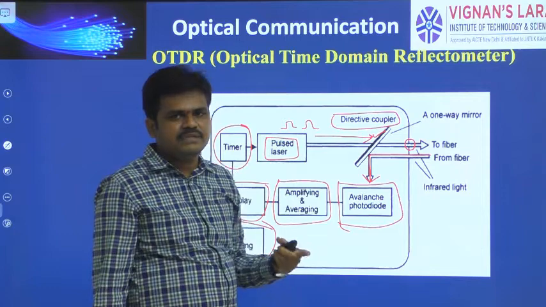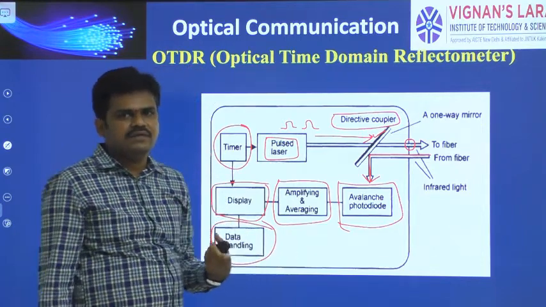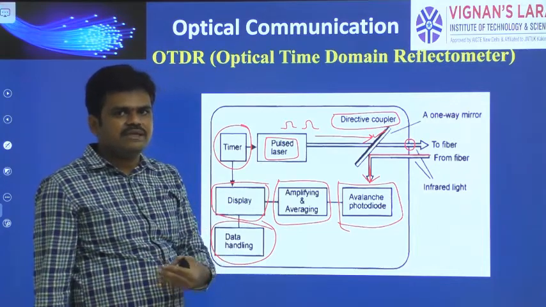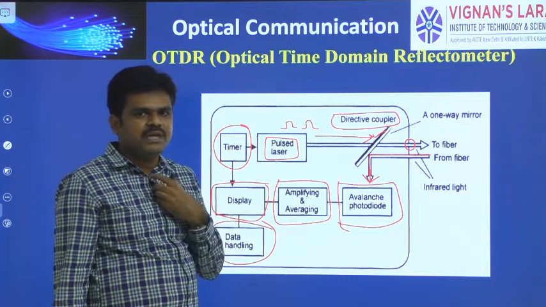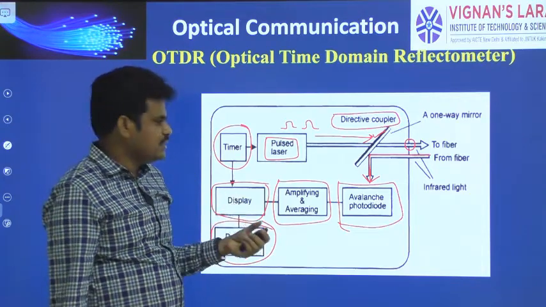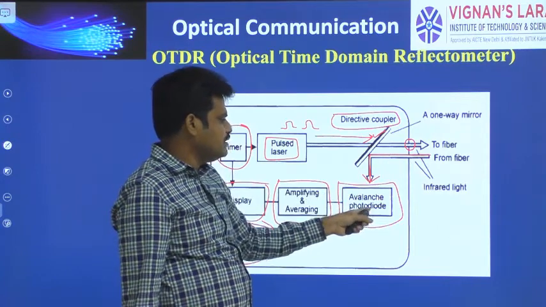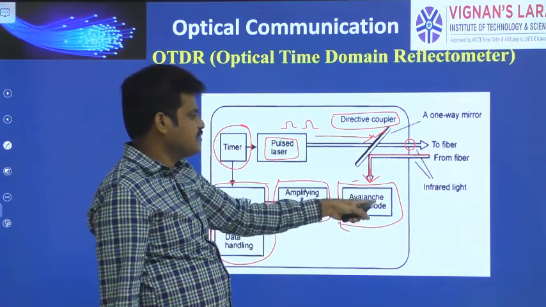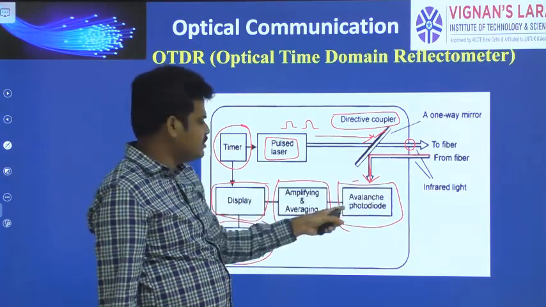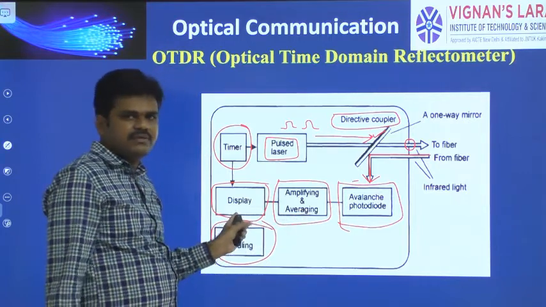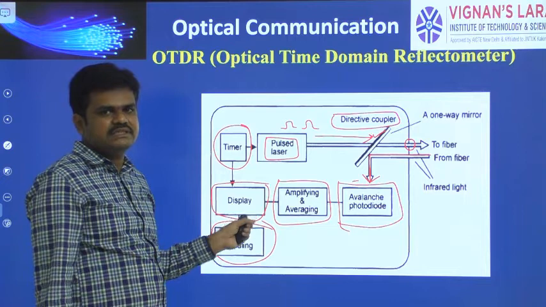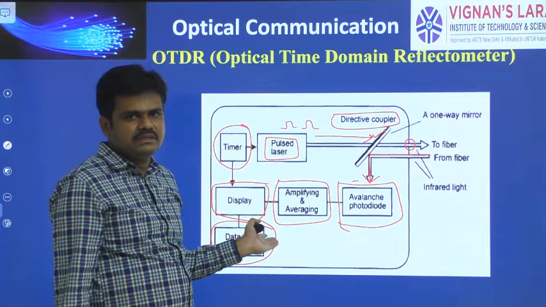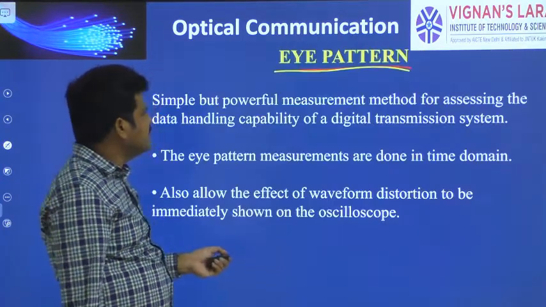If there are any air gaps, breakages or connectors along the fiber, then some part of the optical light may be reflected back into the same fiber. That reflected power is sent to the avalanche photodiode through another port, which converts the reflected light into voltage and shows it on the display. With this display you are able to see how much reflected power is present in the fiber.